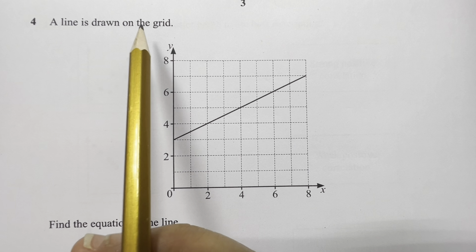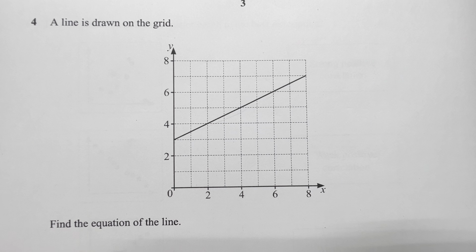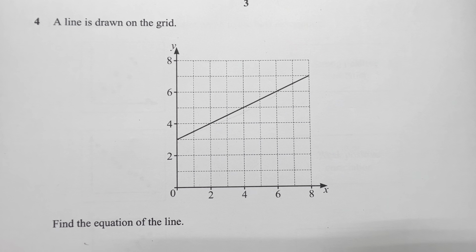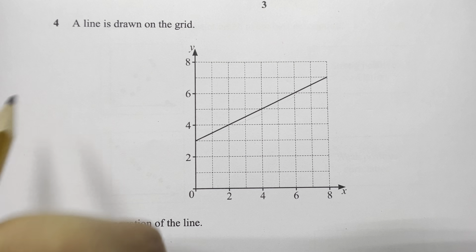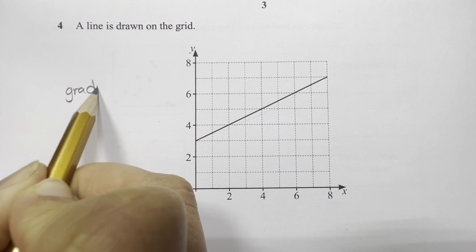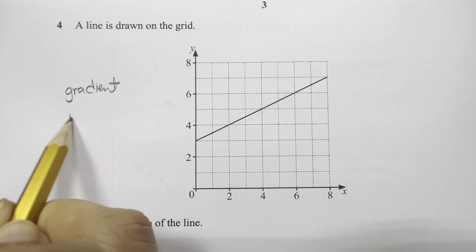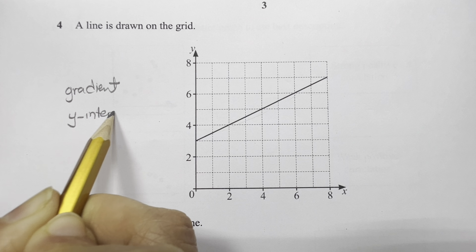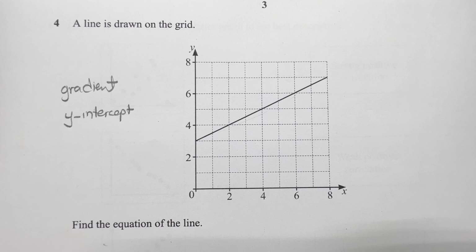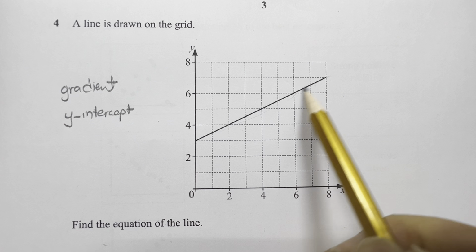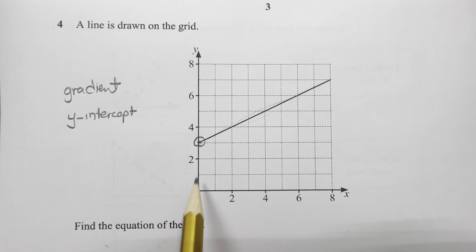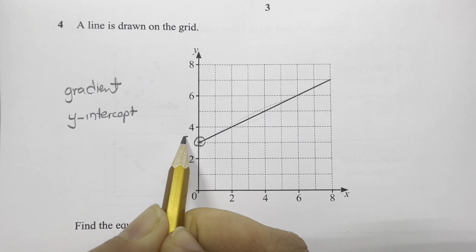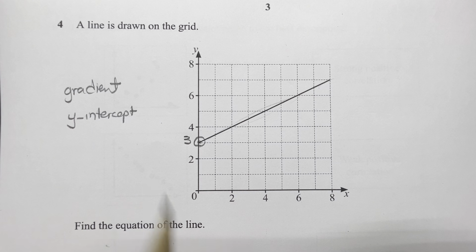A line is drawn on the grid, this line. Okay, find the equation of the line. How to write the equation of the line? I should know two things. First of all, the gradient and the y-intercept. How to get the y-intercept? The y-intercept is where the line crosses the y-axis, this point. Here is 2, 4, so between them is 3. So the y-intercept equals 3.